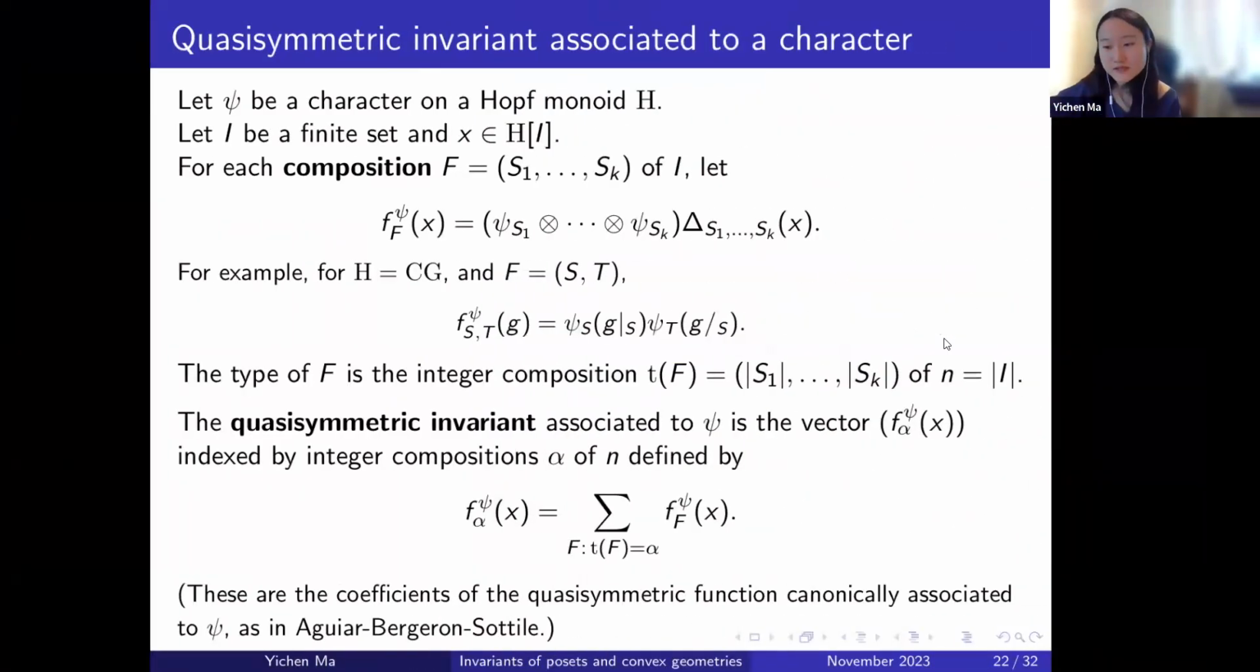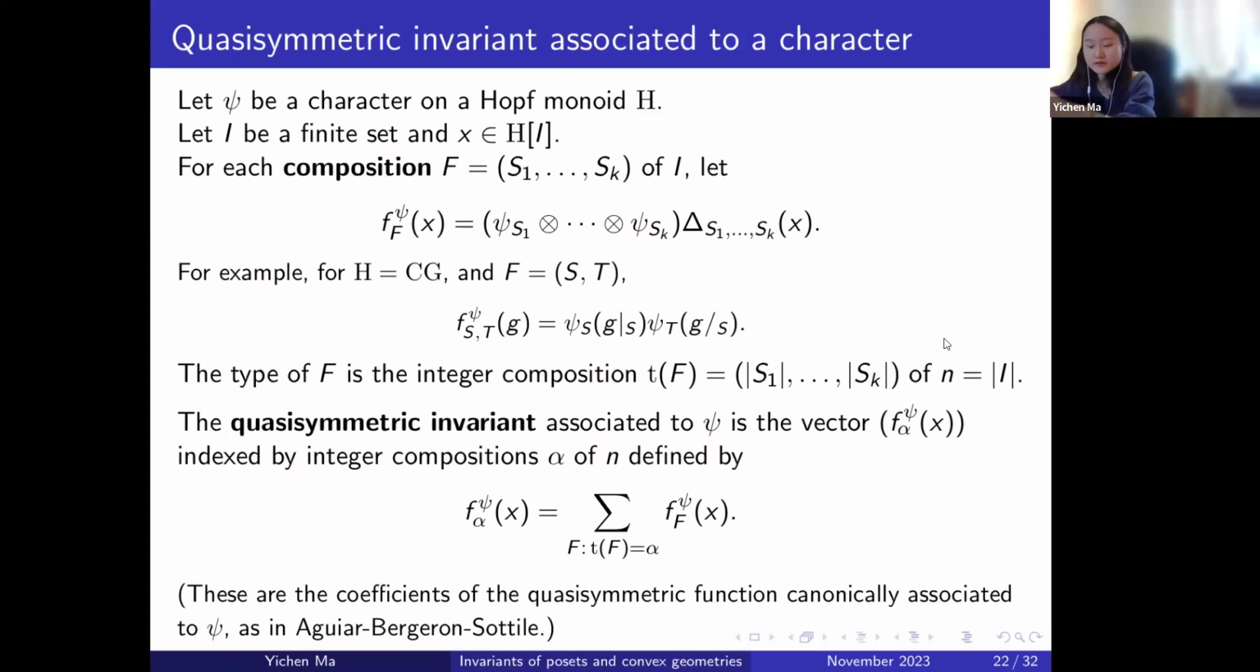So I think I have 10 minutes left, and in the last 10 minutes, I want to introduce the quasisymmetric invariant and some nice geometric and combinatorial connections of this invariant. So first, let us fix a Hopf monoid H and some character on H. And we'll let I be some finite set.